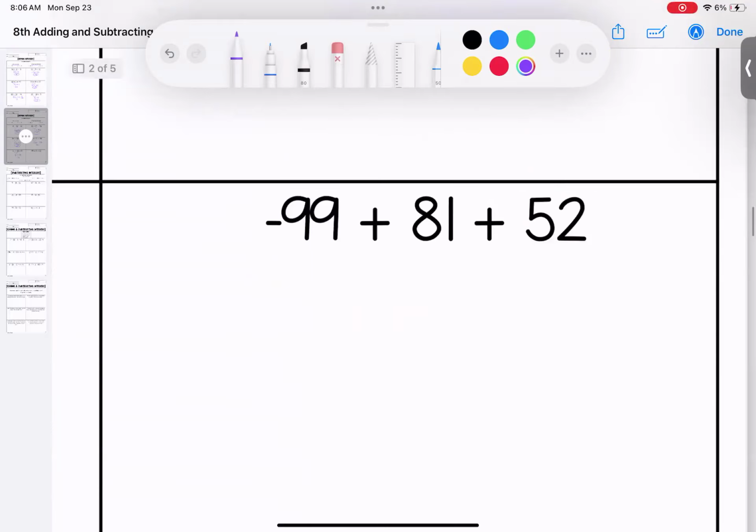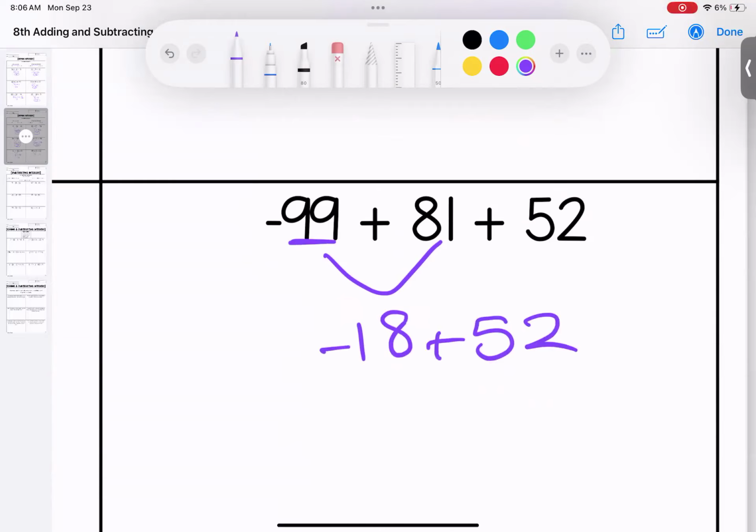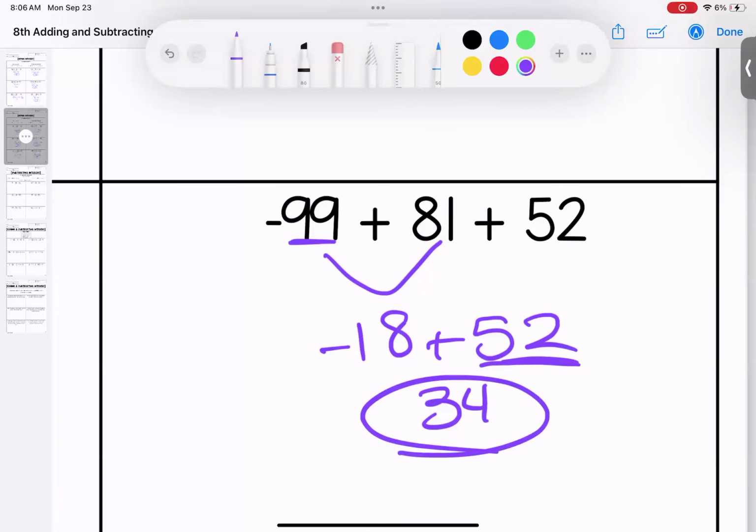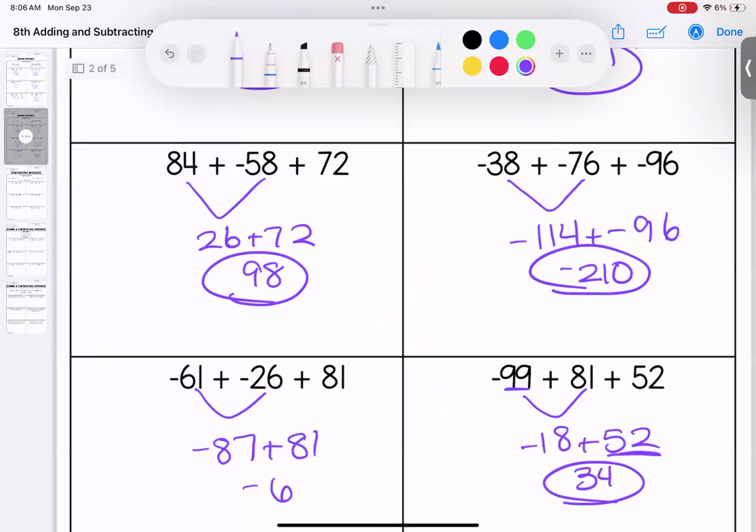Super negative. Over here, subtract those opposites. 99 minus 81 is 18. It's negative. 52 minus 18 is 34. It's positive. Any questions you might have on page 2, please go ahead and bring them with you to class.